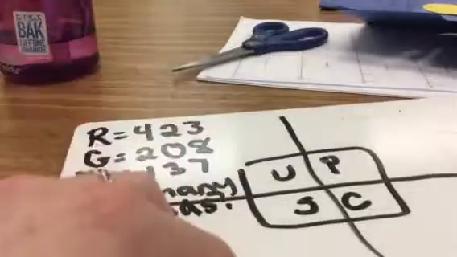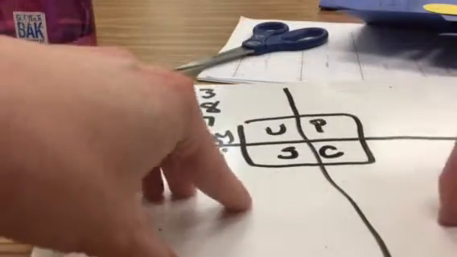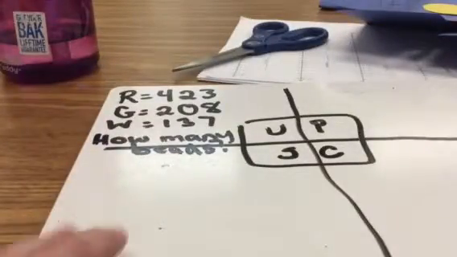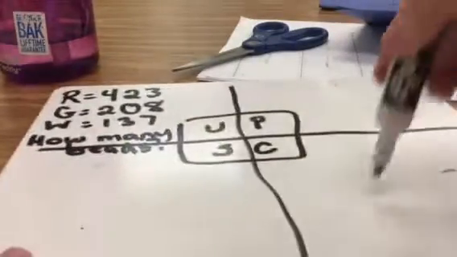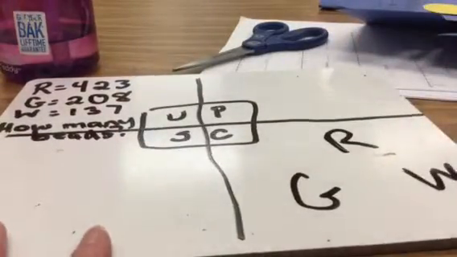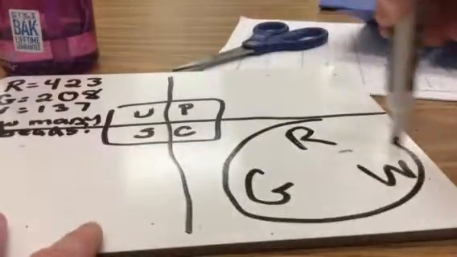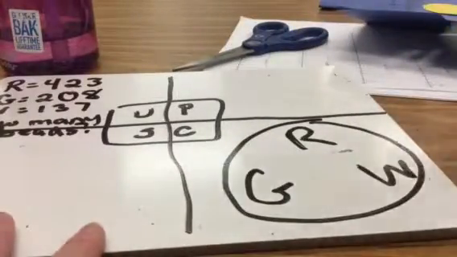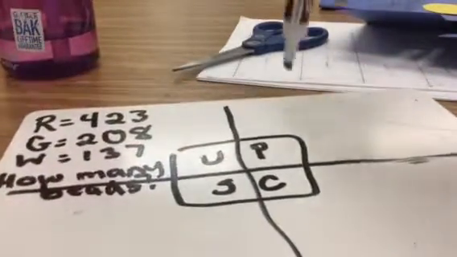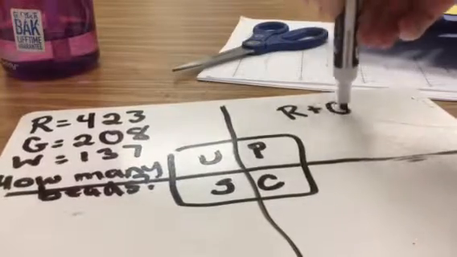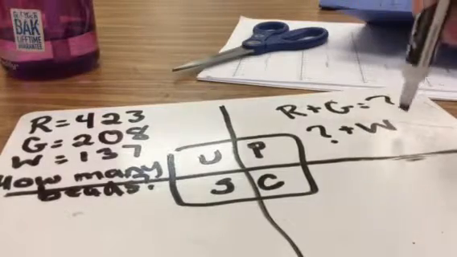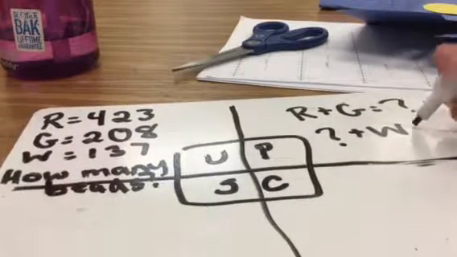Well, if I have some red over here, some green over here, and some white over here, and I want to know how many are on this board, then I'm going to put them together. Green, red, white. So there are my piles of beads. I want to put them all together. If I'm putting them all together, that means that I'm going to be adding them. So I'm going to do red plus green, and then I'm going to do that plus my white to get my answer.